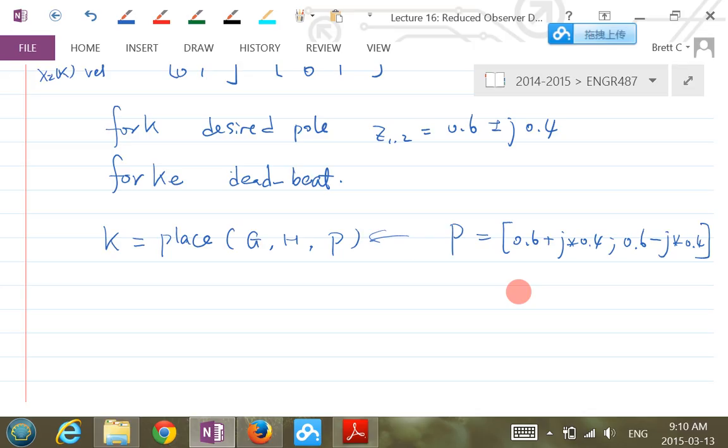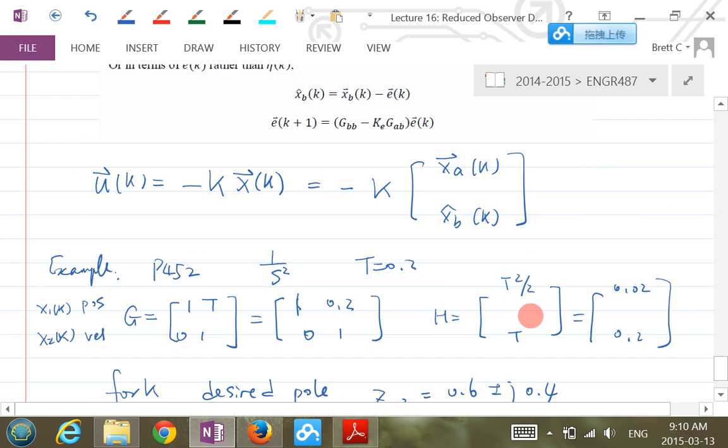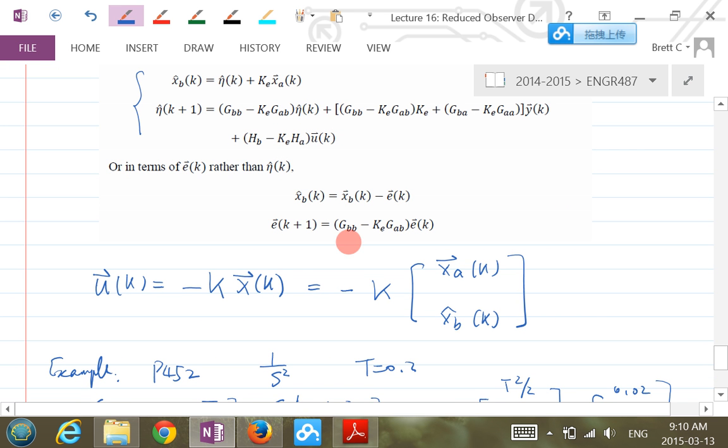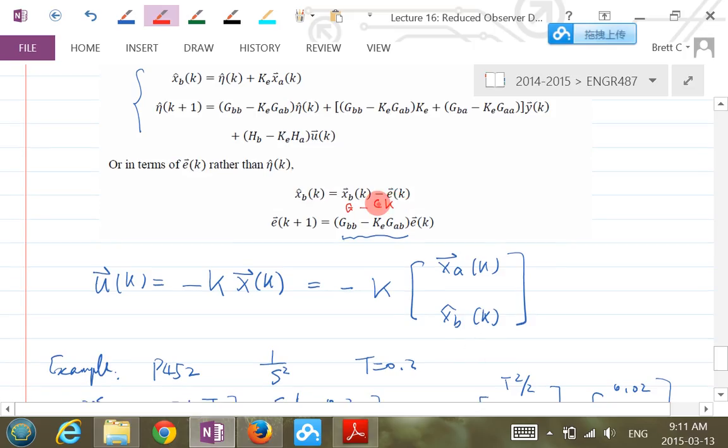Now for KE, you also have to be careful. Look at the KE here. It depends on this portion: GBB, KE, and GAB. However, this is not exactly the same as pole placement. Pole placement is G minus HK, sorry, not CK, HK. So the H is in front of the K, and you can use G and H directly.